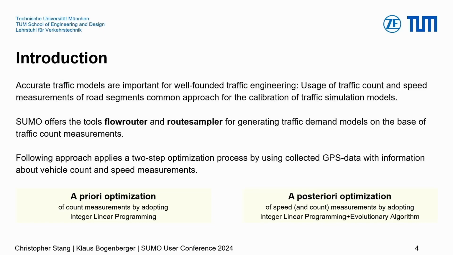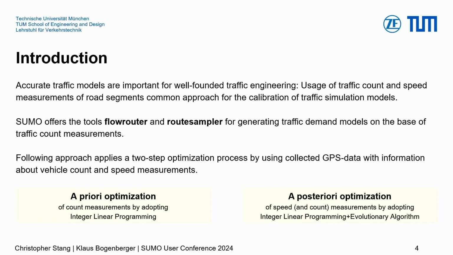So, we all know accurate traffic models are very important for well-founded traffic engineering. And there's a common approach of how to calibrate microscopic traffic simulation. You can use traffic count or speed measurements of different road segments. In this respect, SUMO offers some tools for calibrating microscopic traffic simulations on the basis of count measurements and for generating traffic demand models. These are basically flowrouter and routesampler. They have been also the aforementioned, but for urban scenarios, it's not that practical, to be honest.